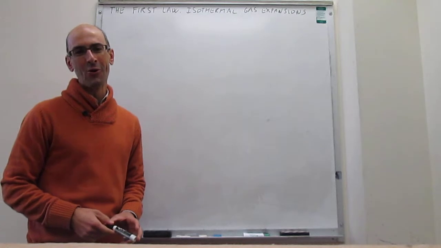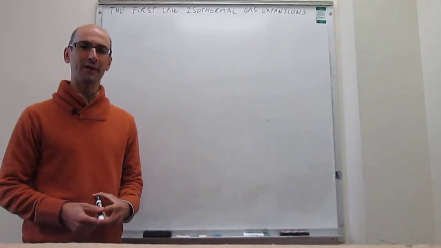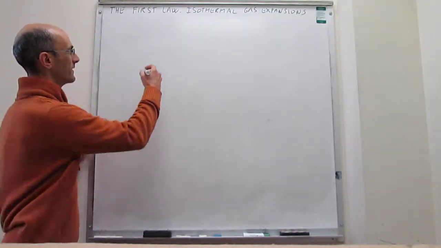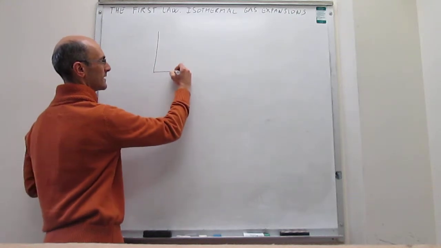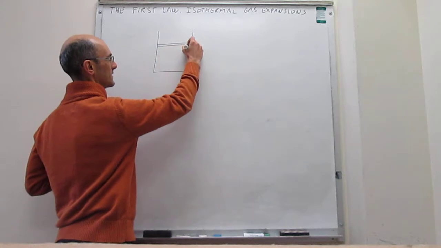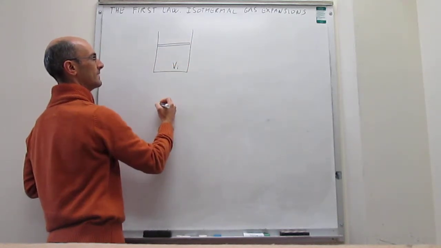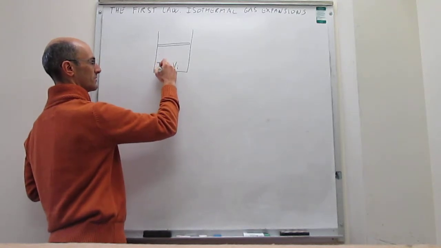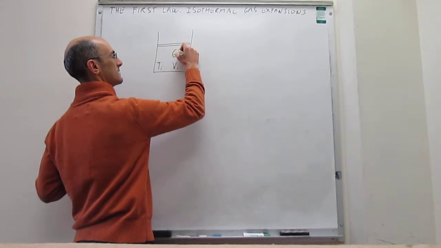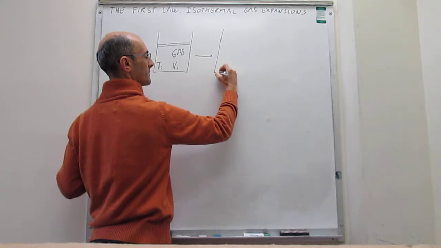In this video, we show how to apply the first law of thermodynamics to a specific case of an isothermal gas expansion. The idea here is to have a gas inside a cylinder, and we're going to try to get some work out of this gas. Here's your gas, with initial volume V sub I and initial temperature T sub I, and this gas is going to expand.